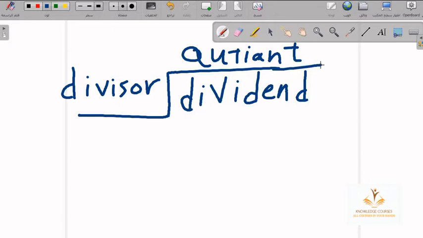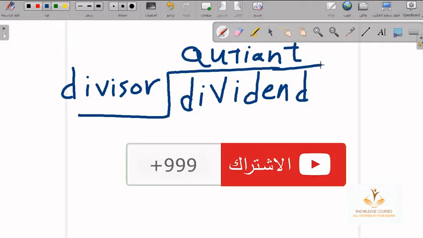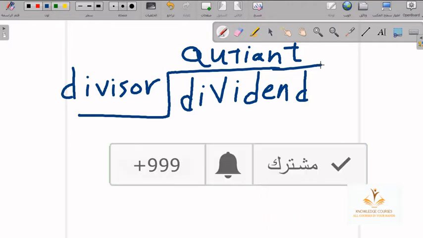So, when the divisor is a decimal number, we must change the divisor to a whole number. We take an example to show that.